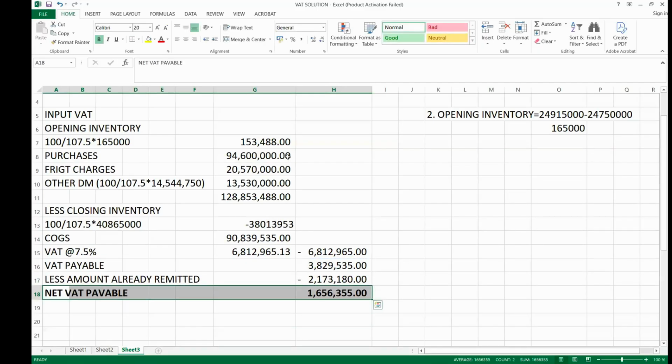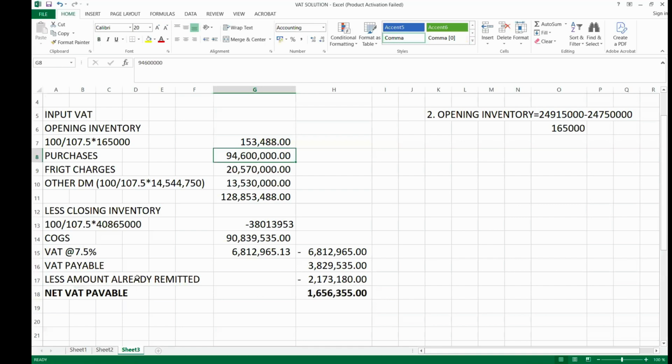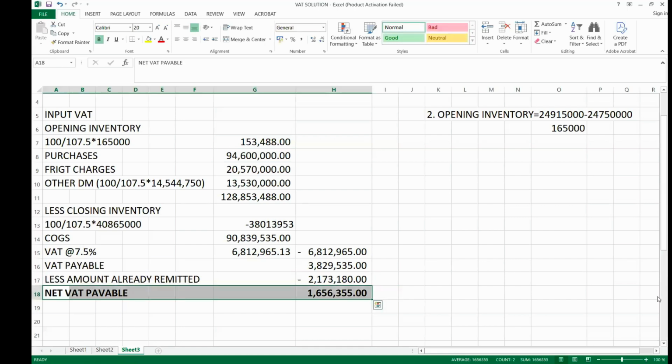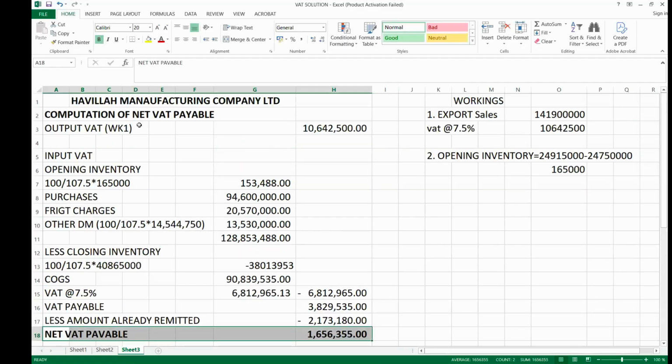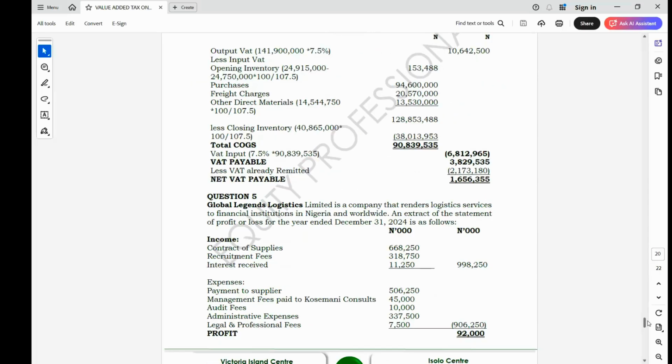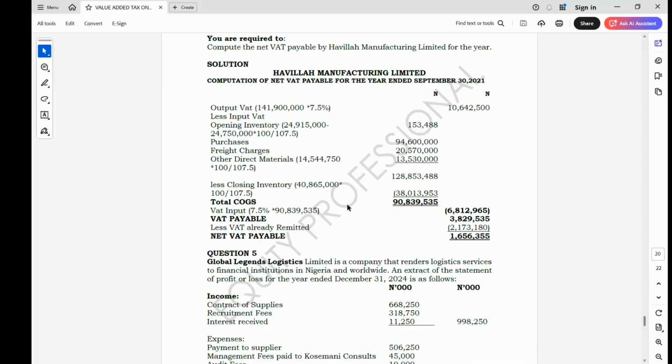The reason why they call it net is because the company has remitted an amount before. You can see that in the previous one we did not put net. Because they have remitted a certain amount initially, we have it as net VAT payable. So you can be given a question that has inventory, and you need to make the necessary adjustments before computing your value added tax.